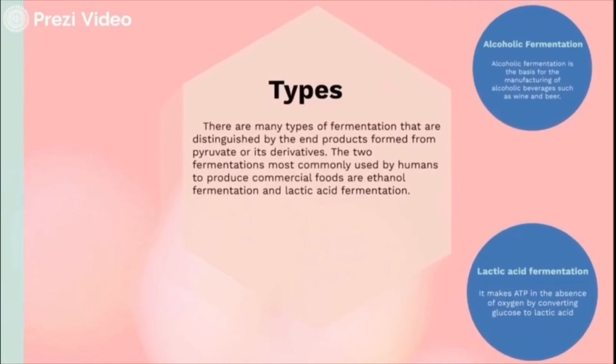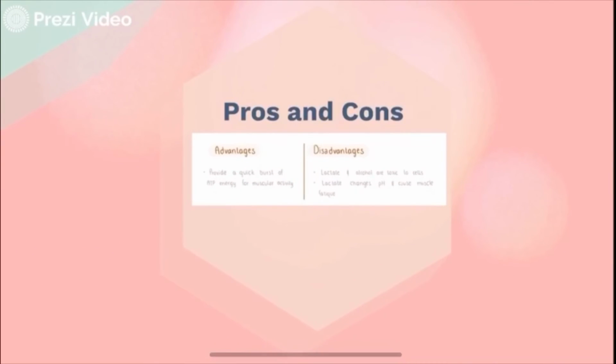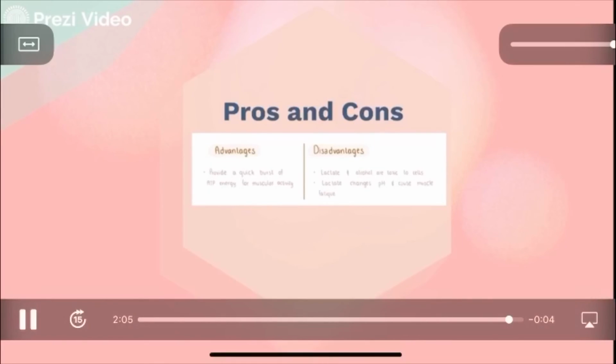The advantages and disadvantages. The advantage is it provides a quick burst of ATP energy for muscular activity, but the disadvantage is lactate and alcohol are toxic to the cell, and lactate changes pH and causes muscle fatigue.